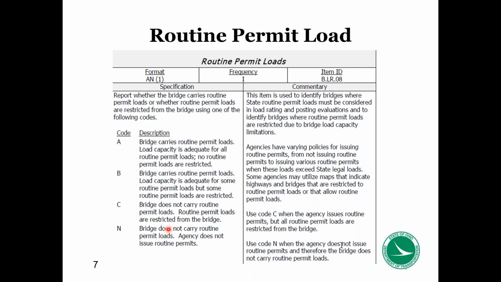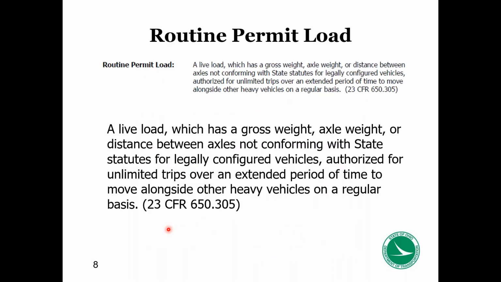So to determine what code we should use, let's look at the definition of the routine permit load. What is routine permit load? This definition is from 23 CFR 650.305. This is a federal code, and also it is included in SNBI specifications.